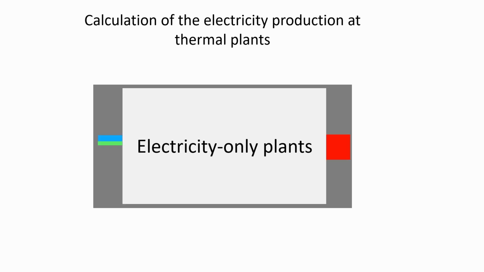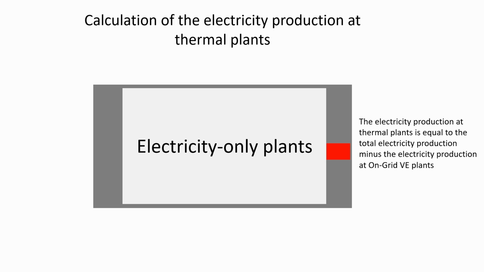When we know the production on wind, solar, and hydro, we can subtract this production from the total production. And then as a result here, we will see how much should be produced on fuel-based plants.